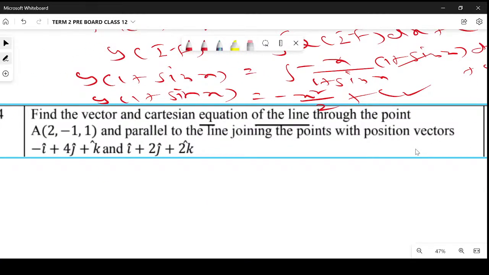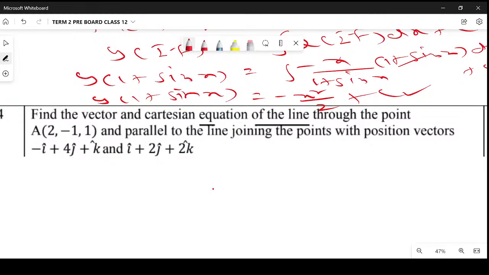Another 2 more problem. This is the 4th problem, 2 marks question only. Is it clear? If you have doubt, ask me, I will repeat again. Yeah, this is like a board paper, sample paper only.